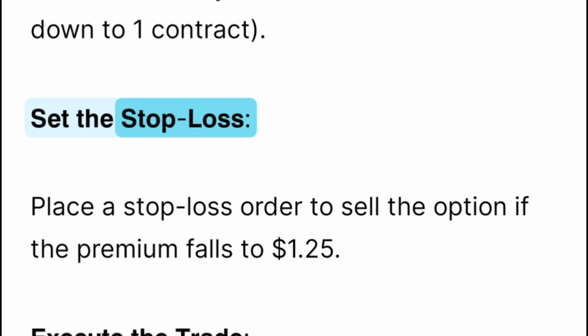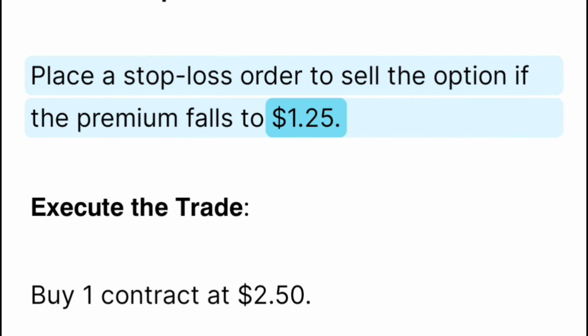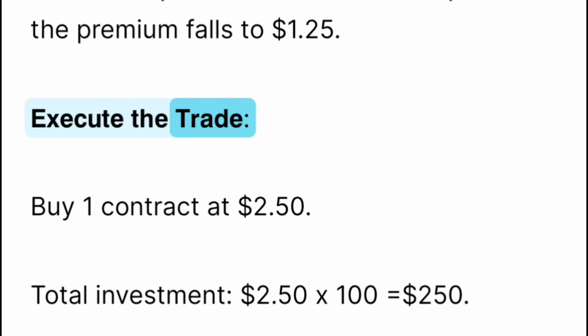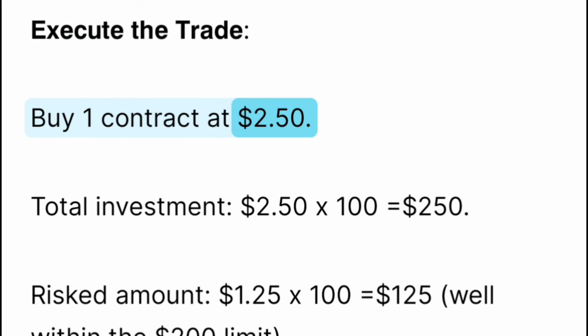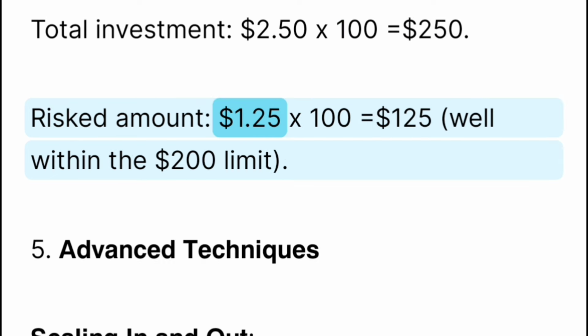Set the stop loss. Place a stop loss order to sell the option if the premium falls to $1.25. Execute the trade. Buy 1 contract at $2.50. Total investment, $2.50 x 100, $250. Risked amount, $1.25 x 100, $125, well within the $200 limit.